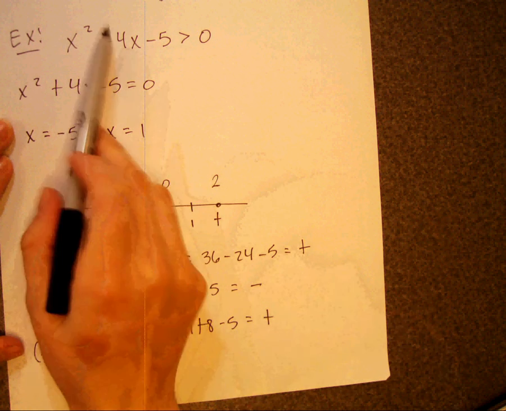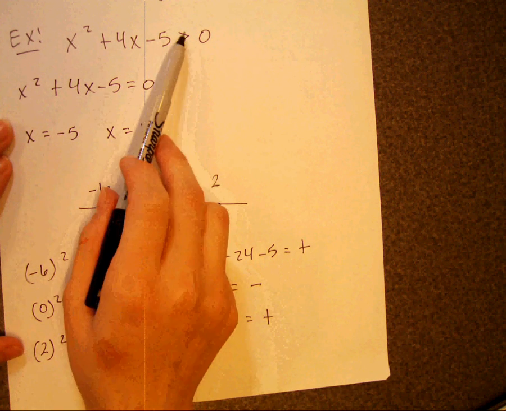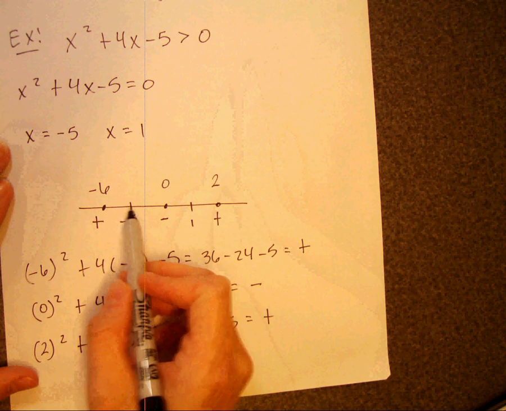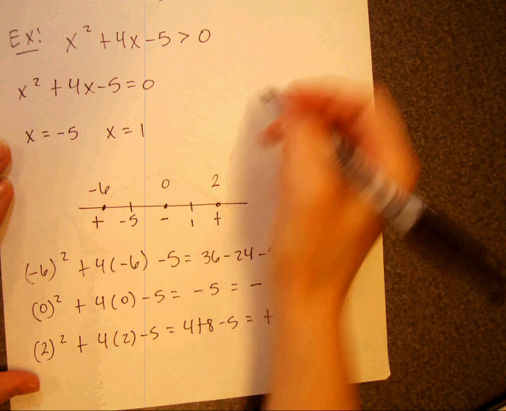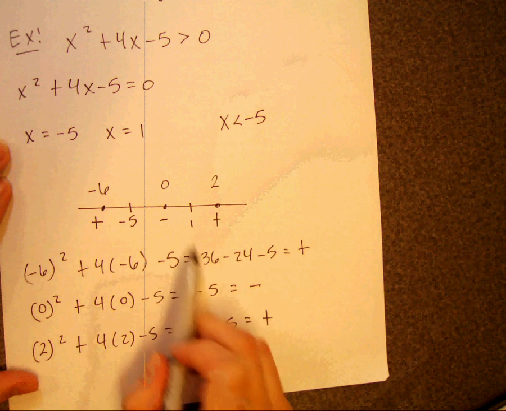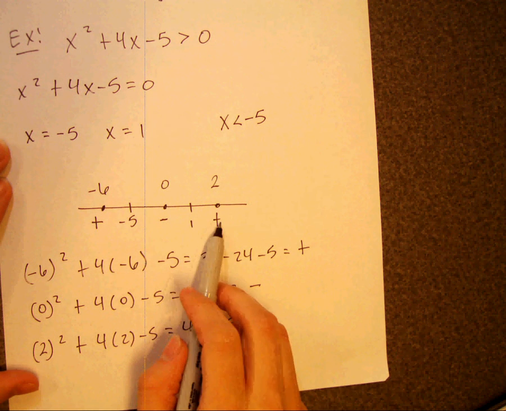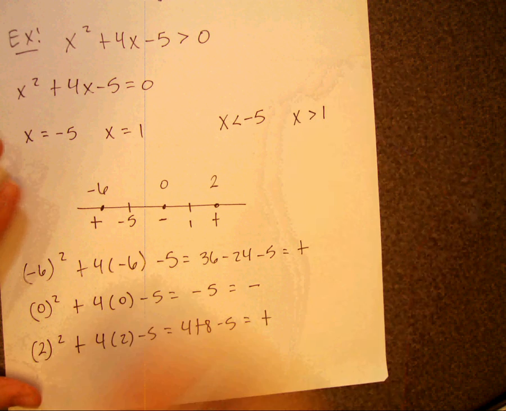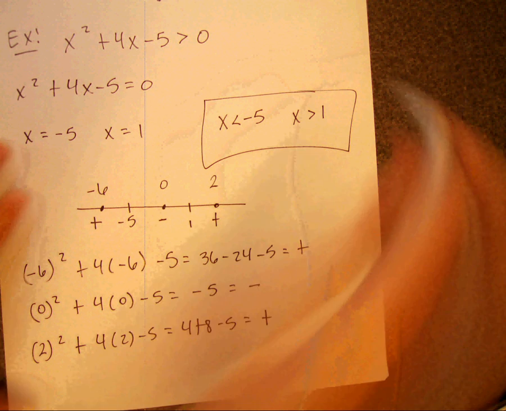So since my inequality was asking me for values greater than 0, meaning positive, everything that's less than -5 is in my solution. So I have that x is less than -5. And then we found that all the numbers greater than 1 would also be in my solution. So I get x is greater than 1. And there is my solution.